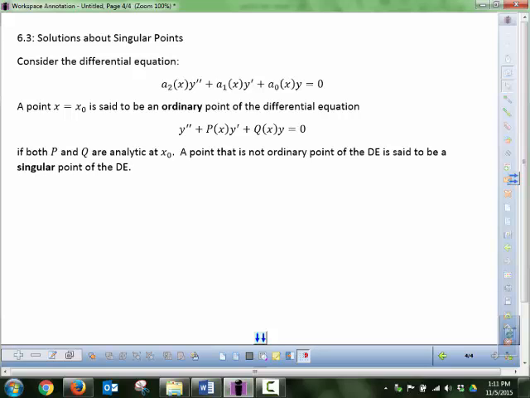Now, if it is a singular point, that means there's a zero in the denominator somewhere. It turns out that that can also be classified into two cases, and so that's what we're going to do, because there's a special case of a singular point that we can handle in your differential equations, and that is called a regular singular point.